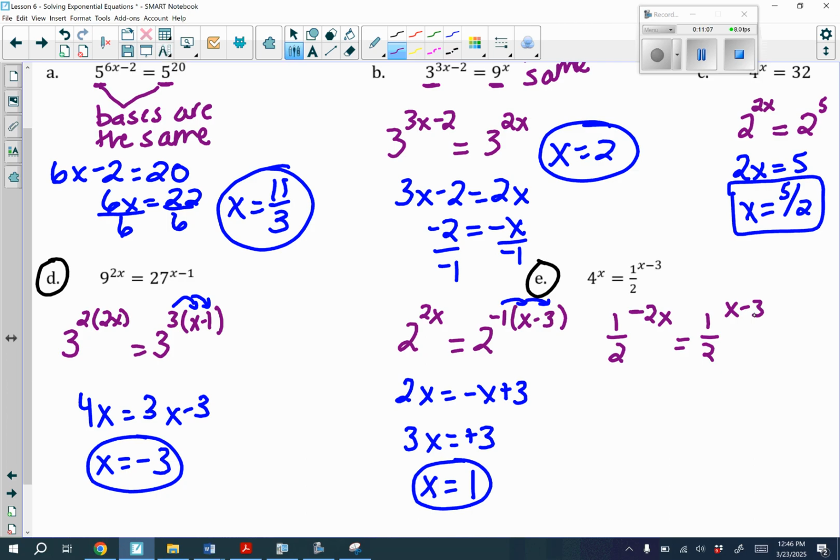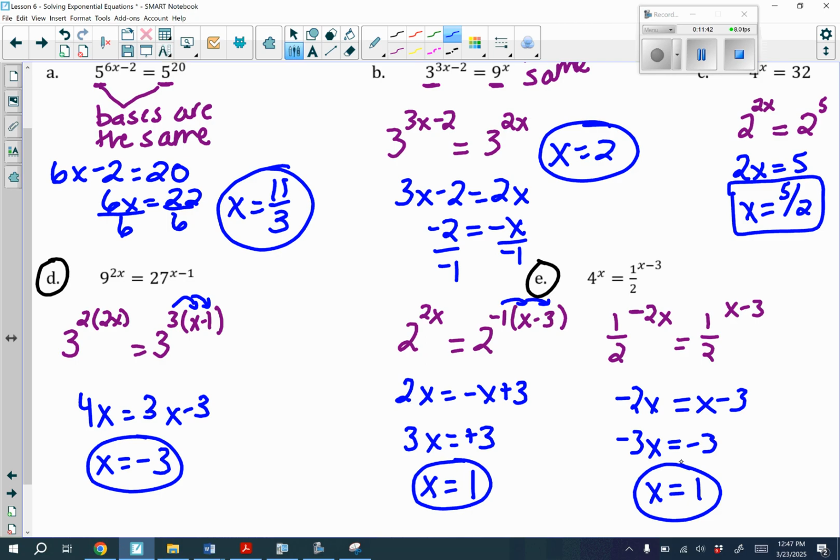Now, the reason I'm showing you this method is to show you there are multiple ways to get to the same answer. So you may have made the bases 2, you may have made the bases 1/2, you may have made the bases 4, okay, you'll get the same answer. Now that my bases are exactly the same, I set my exponents equal to each other. So here I'm going to subtract x, so I get -3x equals -3. Divide both sides by that. Hey, notice we get the same answer.